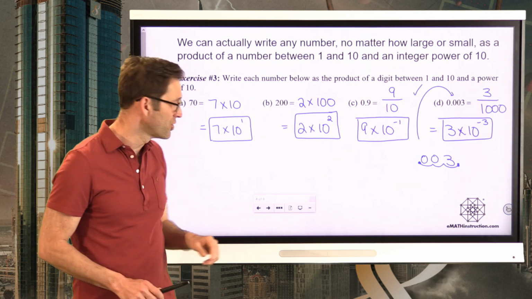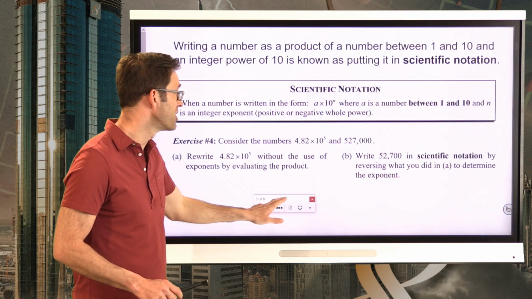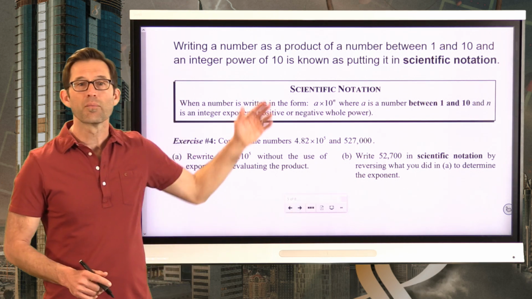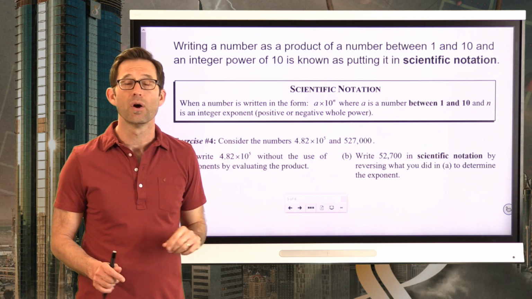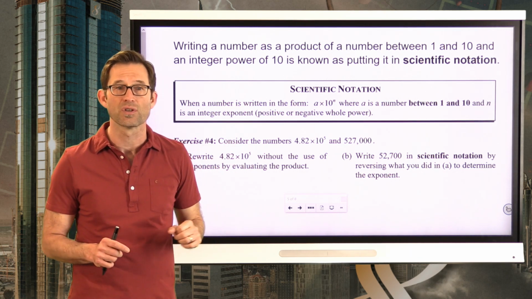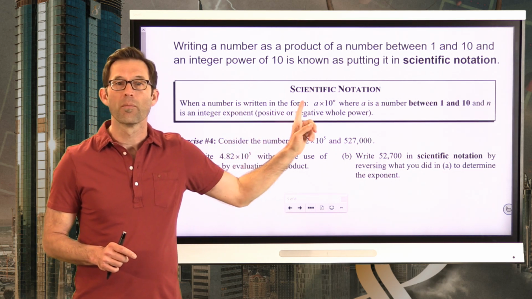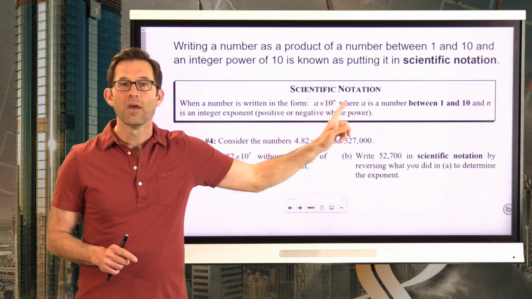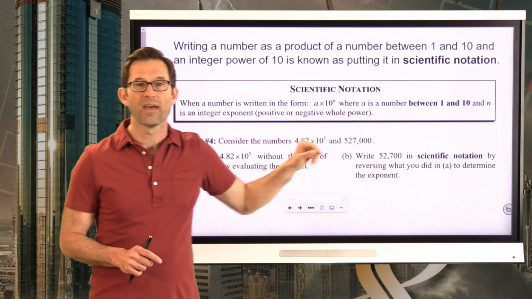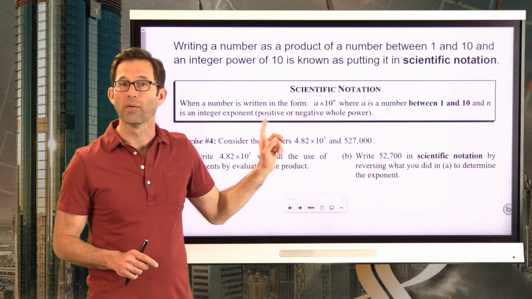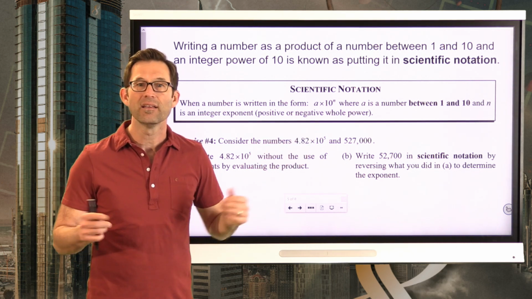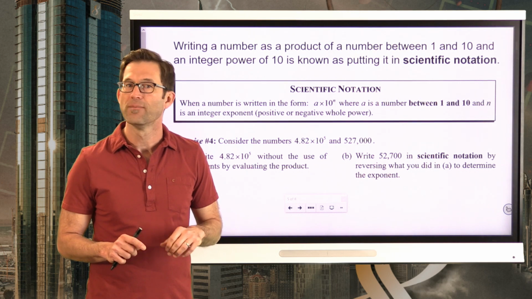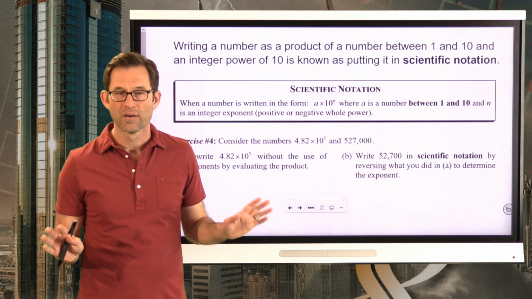So let's formally introduce the idea of scientific notation now. Writing a number as a product of a number between 1 and 10 and an integer power of 10 is known as putting it in scientific notation. When a number is written in the form a times 10 to the n, where a is a number between 1 and 10 and n is an integer exponent, positive or negative whole powers, that is scientific notation. That's all it is.